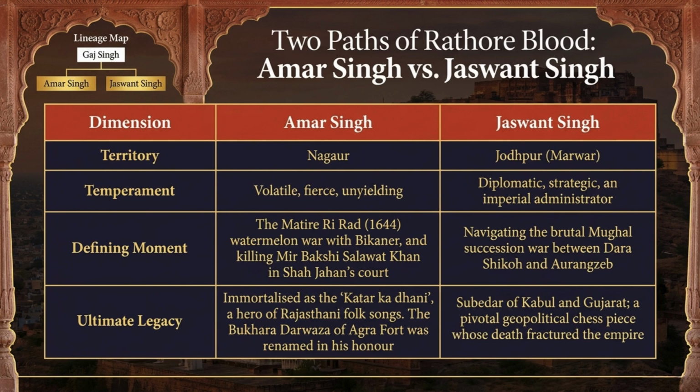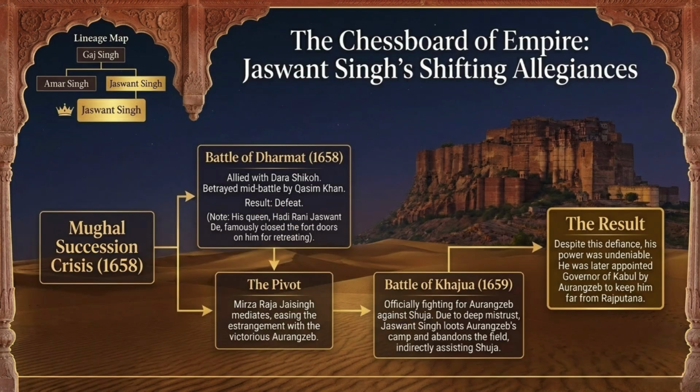Conversely, Jaswant Singh of Jodhpur was a diplomatic and strategic imperial administrator who navigated the brutal Mughal succession war between Dara Shikoh and Aurangzeb, ultimately serving as a pivotal geopolitical chess piece and Subedar of Kabul and Gujarat. Jaswant Singh played a dangerous game on the chessboard of empire, constantly shifting his allegiances. During the 1658 Mughal succession crisis, he initially allied with Dara Shikoh at the Battle of Dharmat, but was defeated after being betrayed mid-battle by Qasim Khan. Famously, his retreat prompted his queen, Hadi Rani Jaswant, to close the fort doors on him.